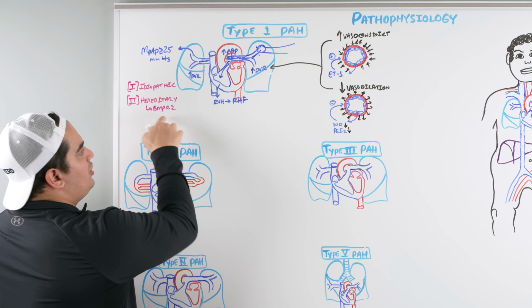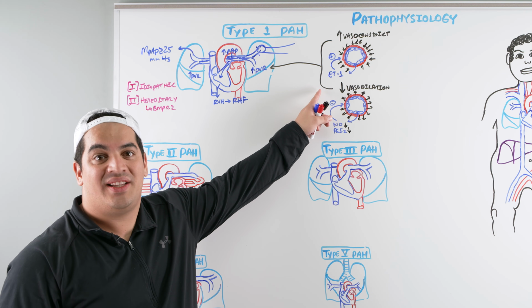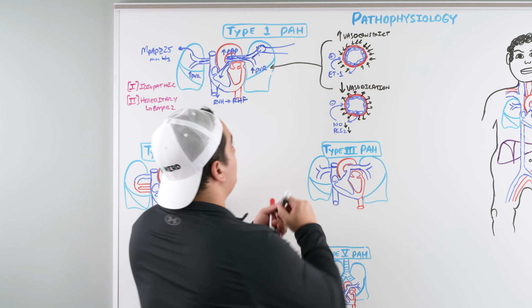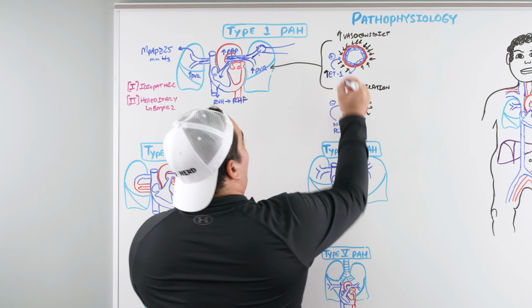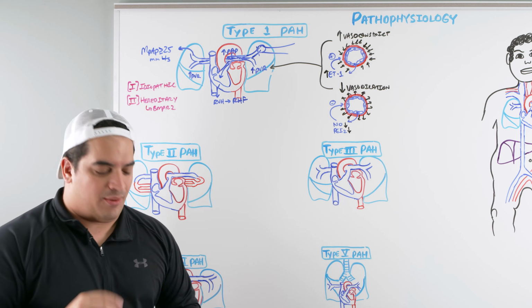BMPR2 gene. And this gene may also, again, accelerate this type of process, where you have genes that are activated that cause an increase in the vasoconstriction, so an increase in the endothelin-1 production, and a decrease in the nitric oxide and prostacyclin production. Here's the other thing I want you to think about.